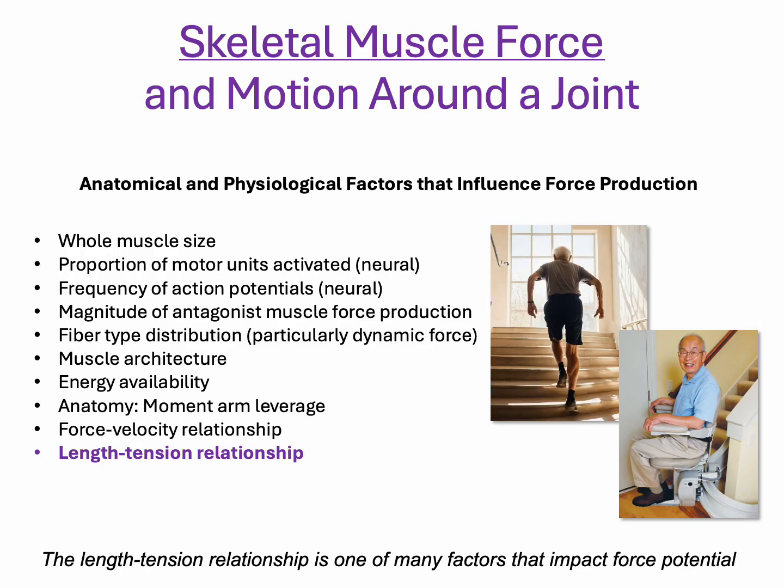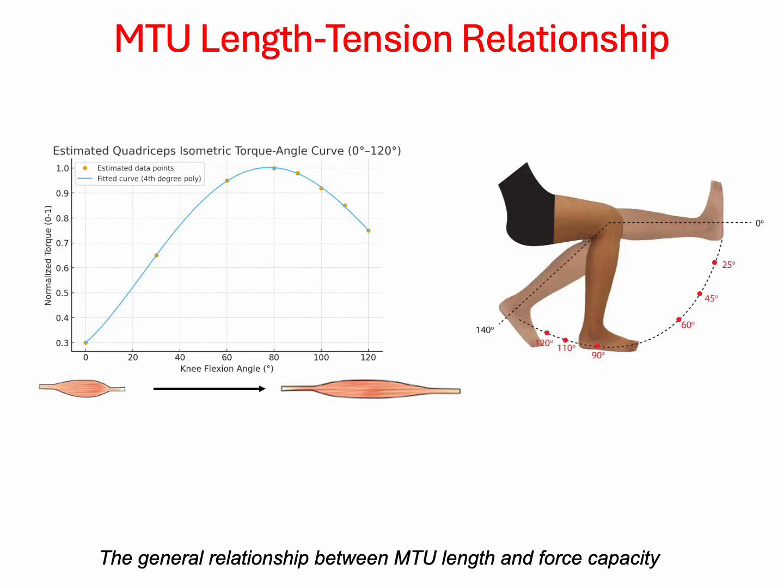But again, I want you to understand that this is one factor. It's an important factor, but it's one of many that contribute to our ability to produce force or torque around a joint. So here's our first look at what the actual length-tension relationship looks like. As I will highlight a little later, because we're looking at a very popular joint, the knee joint here, it's not just a single MTU contributing to this curve, but rather the collection of multiple muscles.